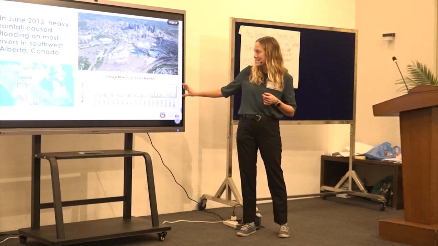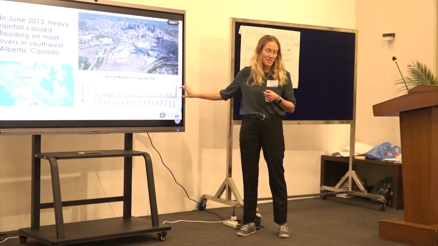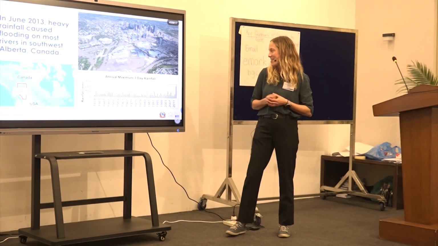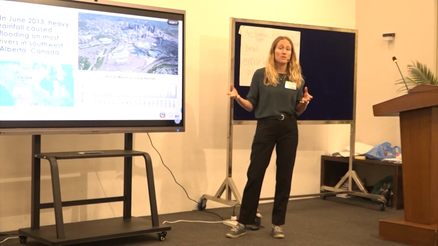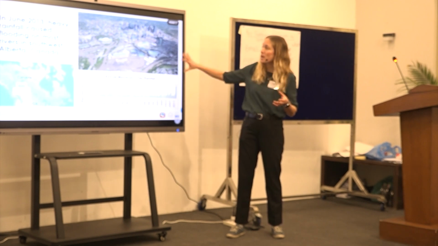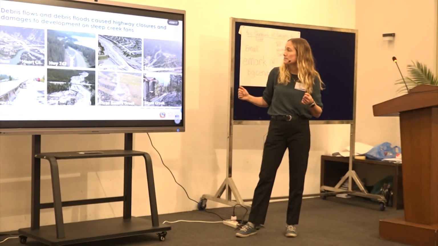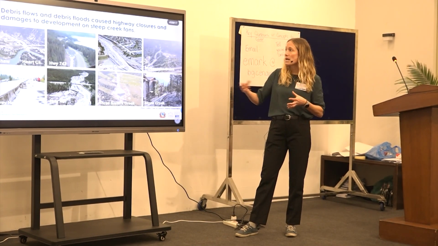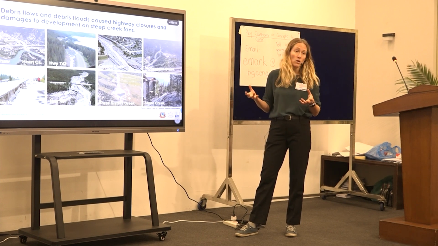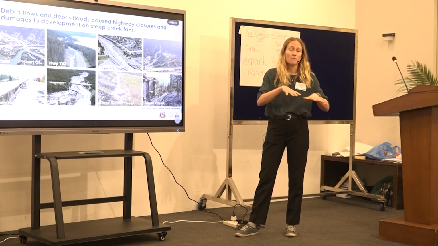The rainfall that fell, this is an annual maximum 3-day rainfall, was about 250 millimeters, which here in Nepal is not very much, but for this area of the world is quite a lot. So that meant that none of the infrastructure was designed for this amount of water. And so there was flooding on the major rivers, but where BGC got pulled in was as we moved into the mountains and the mountain hazards, there were debris flows and debris floods that caused highway closures and damages to communities and to development on these steep creek fans.